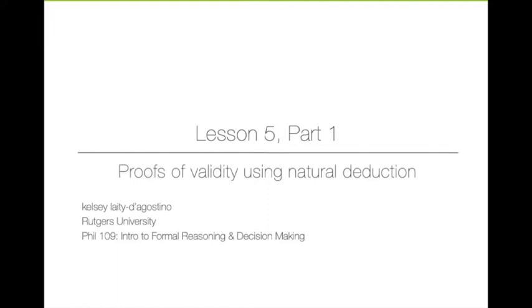Up to this point, our best tool for showing that arguments are valid or invalid, or for showing whether sentences or sets of sentences have various semantic properties, has been truth tables. But as we'll see in a minute, while truth tables will always work for truth functional logic, they do have some disadvantages. This lesson will give you an overview of the natural deduction method that's going to replace truth tables.